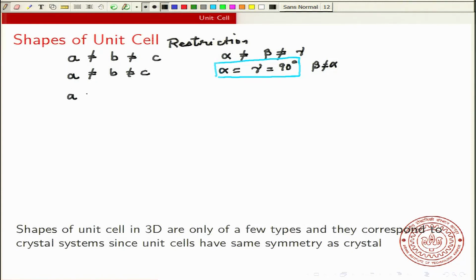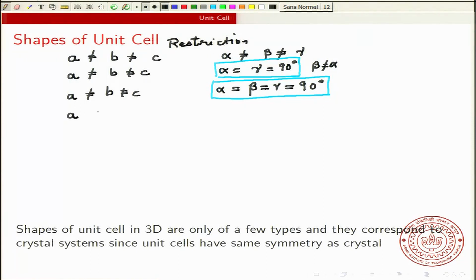So, the case A not equal to B, not equal to C, alpha equal to beta equal to gamma equal to 90 degrees. So, now the restriction here is that alpha equal to beta equal to gamma equal to 90 degrees. Let me emphasize, the first case is actually no restriction. Second case, there is a restriction. You cannot have alpha, beta, gamma be arbitrary. And in the third case, alpha should be equal to beta, and that should be equal to gamma, and all of them should be 90 degrees. You can have more restrictions.